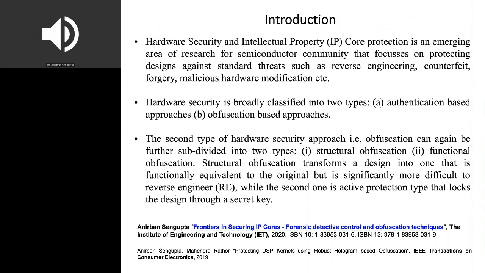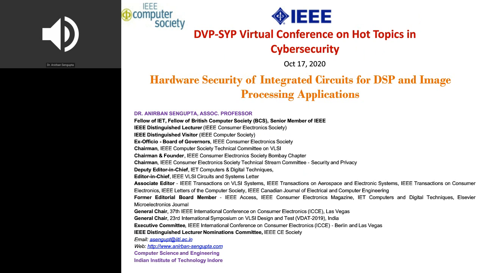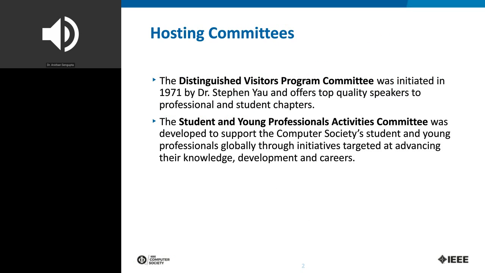So what is hardware security and what is IP core protection? Hardware security and intellectual property core protection is an emerging area of research for the semiconductor community that focuses on protecting designs against standard threats such as reverse engineering, counterfeiting, forgery, malicious hardware modification, etc. Now, hardware security can be broadly classified into 2 types. The first is authentication-based approaches, and the second is obfuscation-based approaches.